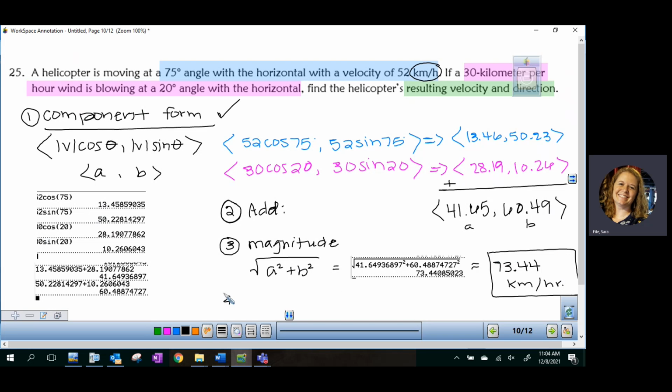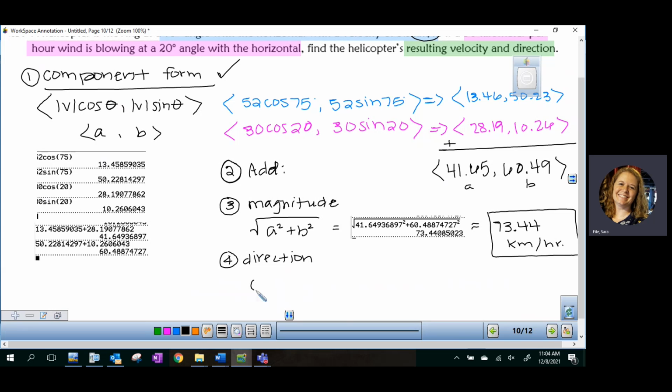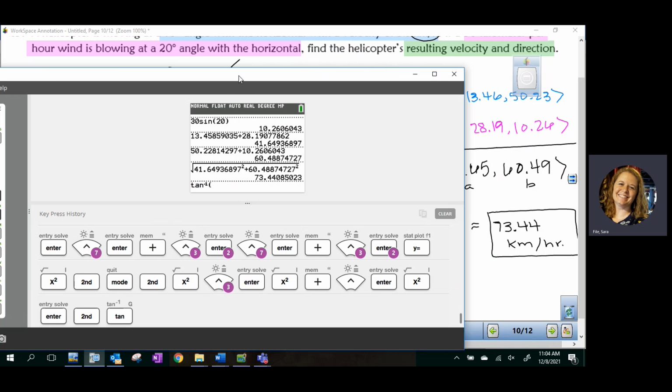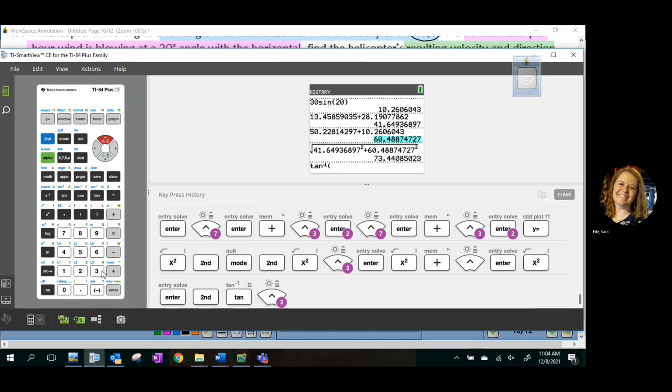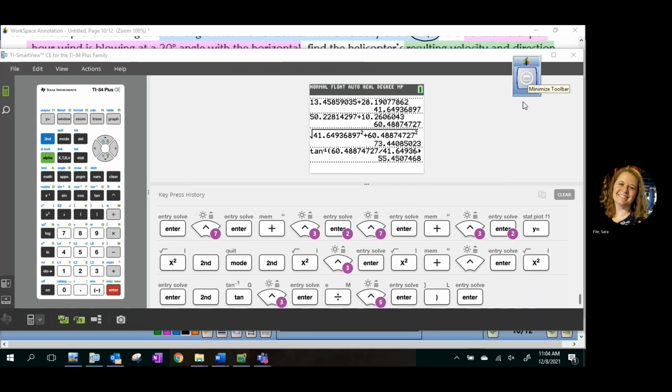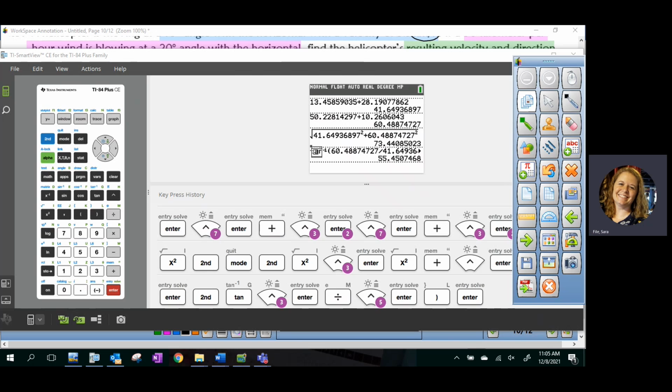And then last but not least, the direction. The direction uses inverse tangent. Remember, it is inverse tangent of B over A, of those numbers again from the resultant vector. So second tangent, and the B was the 60 number divided by 31. Copy that over.